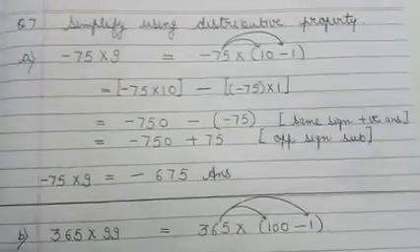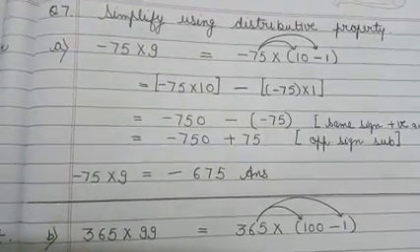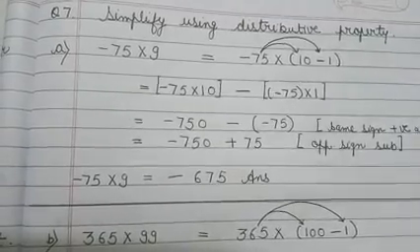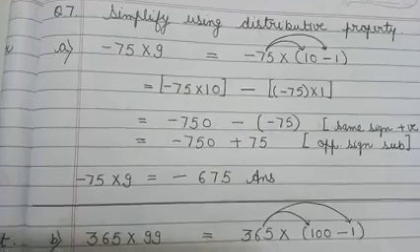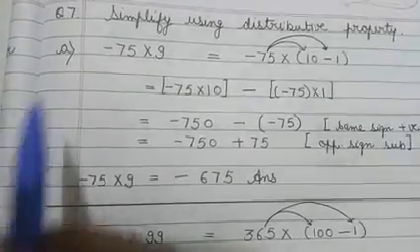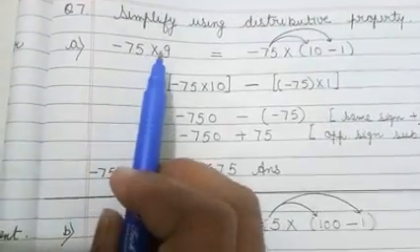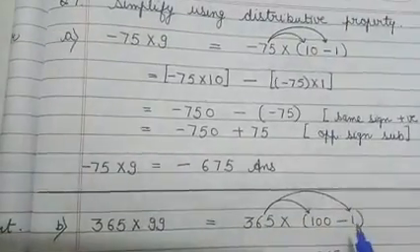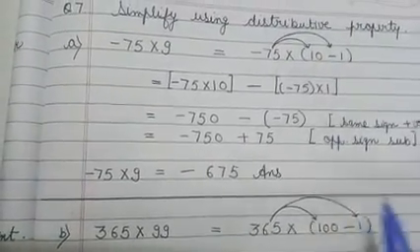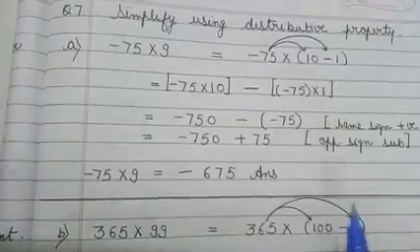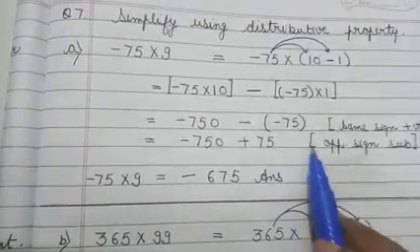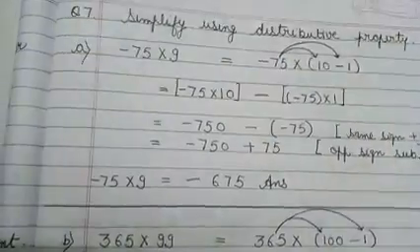Now look at the 7th question. Simplify using distributive property. Class, here we have to use the distributive property. The first question is minus 75 by 9. You may think that we can write the answer directly, why we need all this, but we are doing all this because we have to represent here the distributive property.